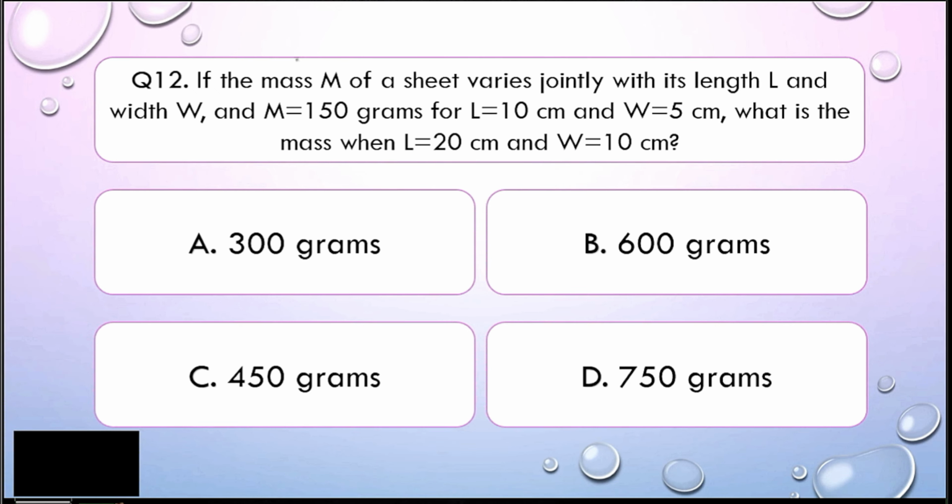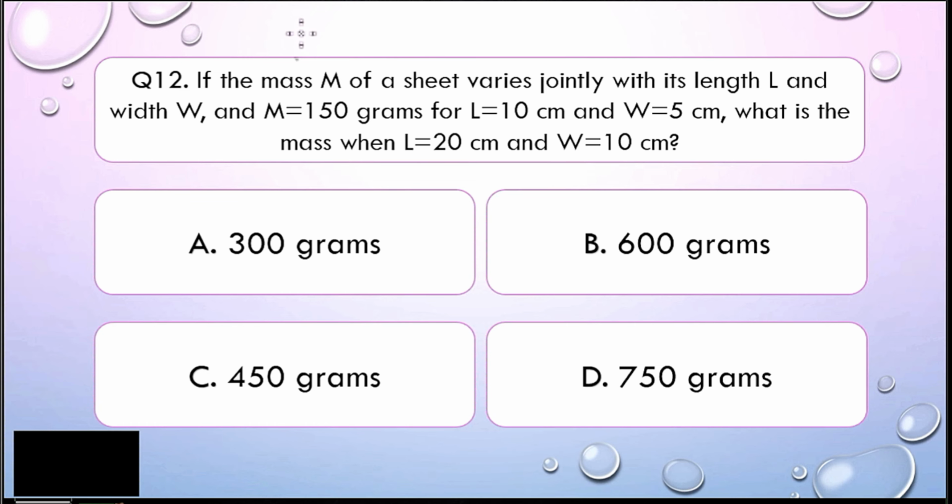Alright, math learners, in solving this kind of problem, what we need to do is to solve first the value of the constant of variation. When we get the constant of variation for the first given statement, we will be applying that constant of variation to the unknown mass in the second statement. So how do we do this, my dear math learners? Alright, let me show you.